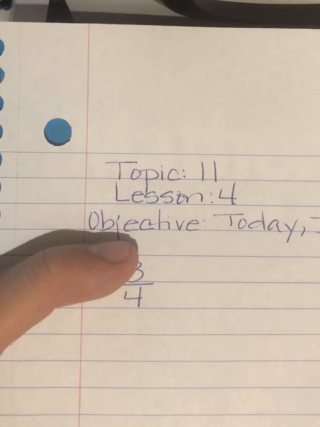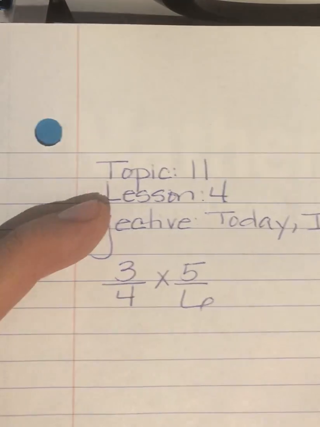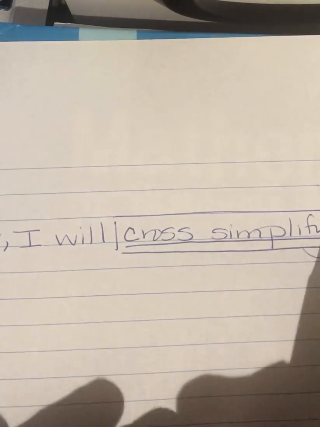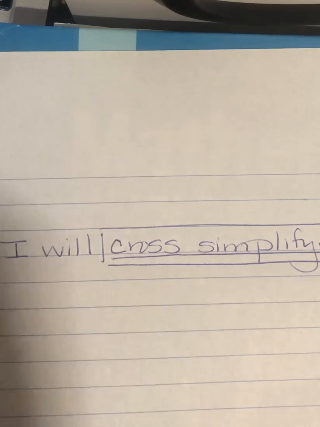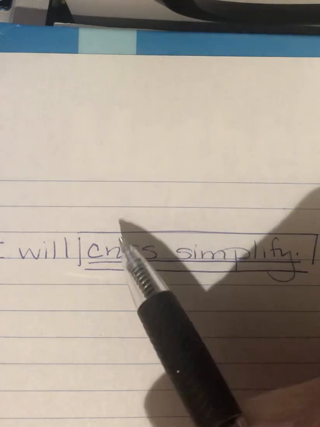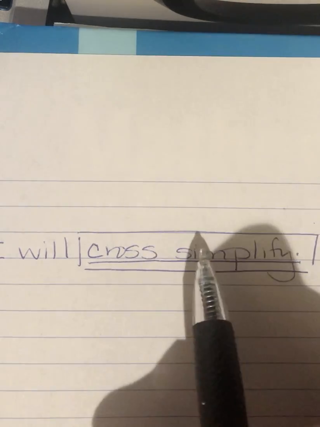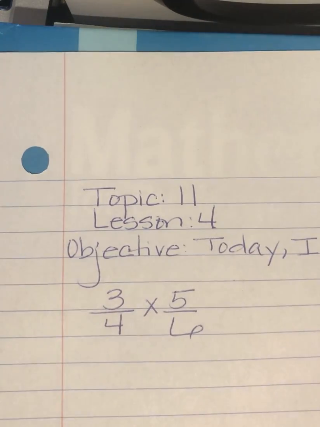So 3/4 times 5/6. When you cross simplify, the word cross simplify, I can use the word to help me understand what it is. So I know to simplify means to reduce, right? We're making a number smaller by dividing it by a factor. That's what we do when we simplify, and you're all experts in that. Cross. So that means we're going to be simplifying across. How does that look?